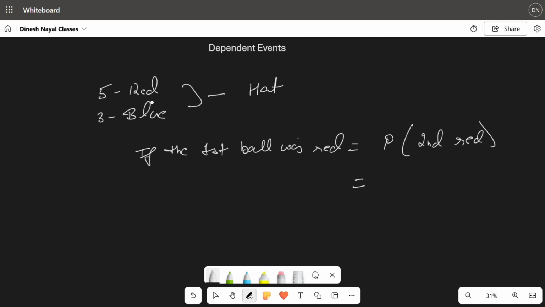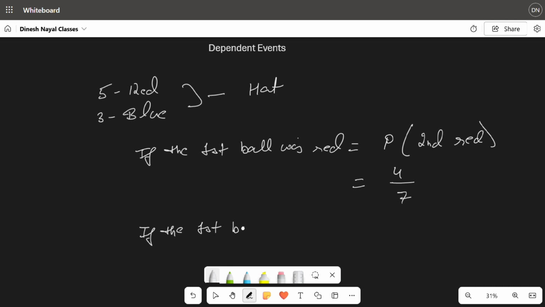Now the red is already taken out. So how many are left? 4 red and 3 blue. So that means 4 plus 3, that is 7.